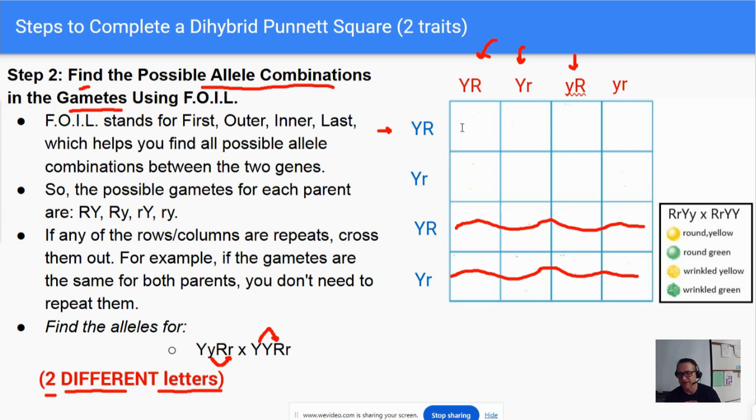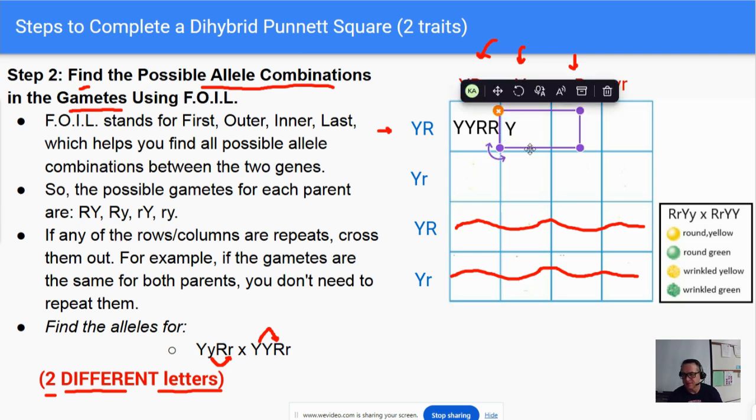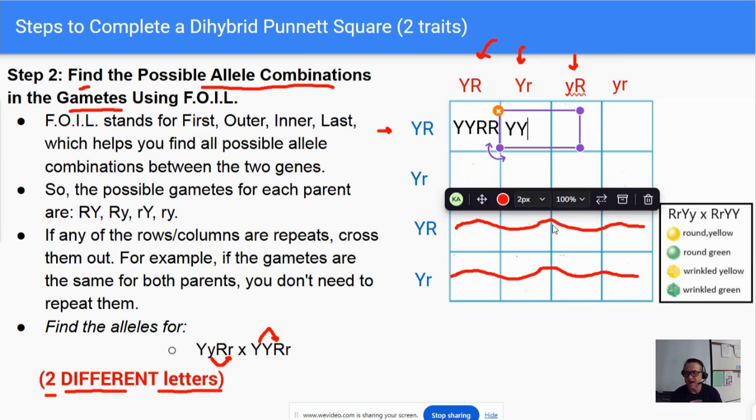So I'll show you how to fill it in. All right, so let me put it in black. All right, so keep your Y's together, keep your R's together. Put the dominant alleles first. So this one's going to be big Y, big Y, big R, big R. All right, barely fits in there. This one's going to be big Y from the left. Oh, can't see. Big Y from the top.